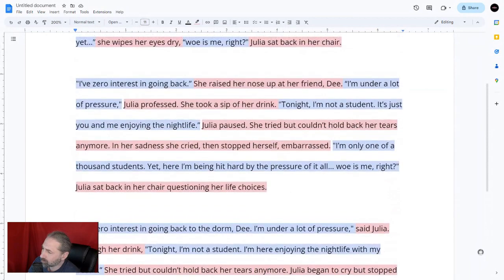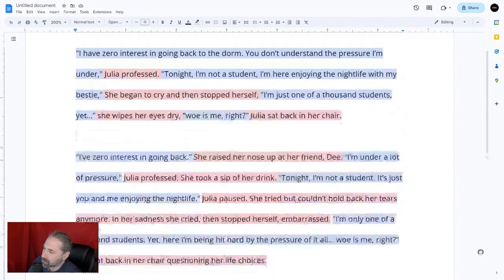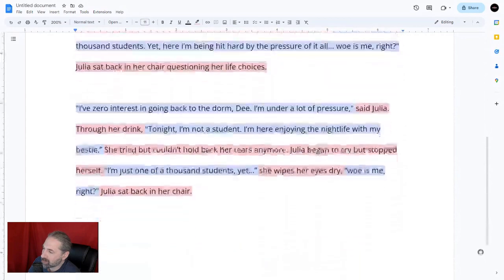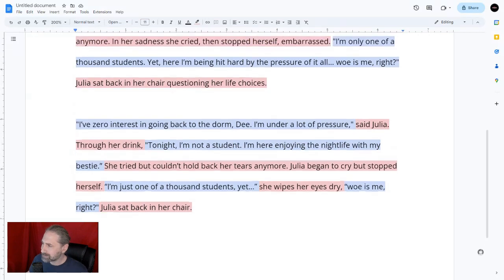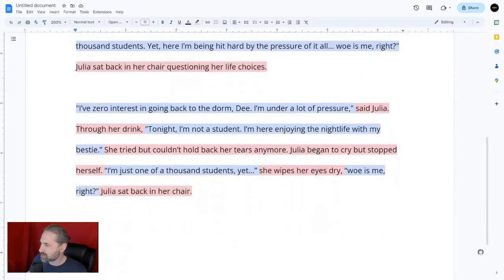So I took this and I combined the elements that worked, but at the same time, I still allow it to breathe. I still allow it to move through itself. It's not jarring. It doesn't take you out. "She tried but couldn't hold back her tears anymore" is not "In her sadness, she cried, then stopped herself in embarrassment." It's "Julia began to cry but stopped herself."